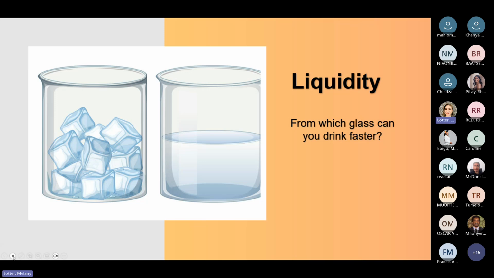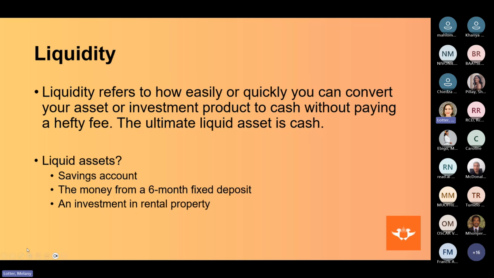Getting back to liquidity. Liquidity refers to how easily or quickly we can convert our asset to cash without paying a hefty fee, and to make sure it's the right time to move it. So in other words, shares might be available immediately, so they can be a liquid asset, but you also need to look at whether it is the right time.